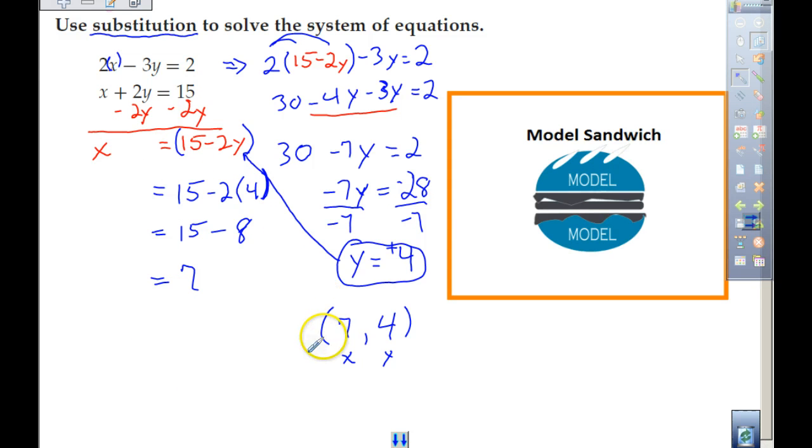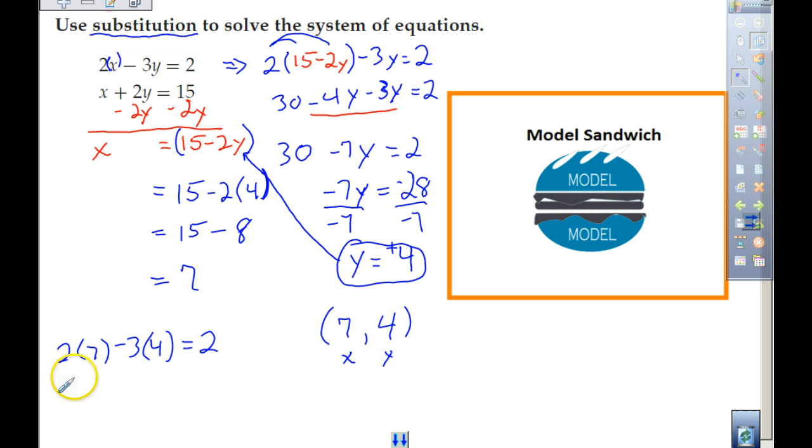Sure. How do I know that's right? Plug it in and check. So it has to work for both. So 2 times 7 minus 3 times 4 must equal 2.